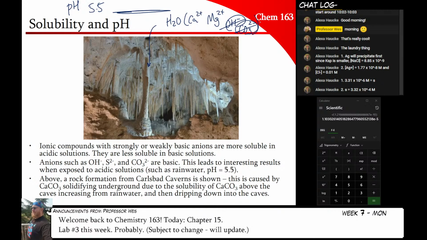So caves are a result of chemistry, believe it or not. They're also a result of poor water control. But if you've never seen the Carlsbad Caverns, and this is like a memo for future me, go see them. They're really cool. I've seen tons and tons of pictures of them, and I had family that went, and they brought back pictures, and it's such a cool experience.